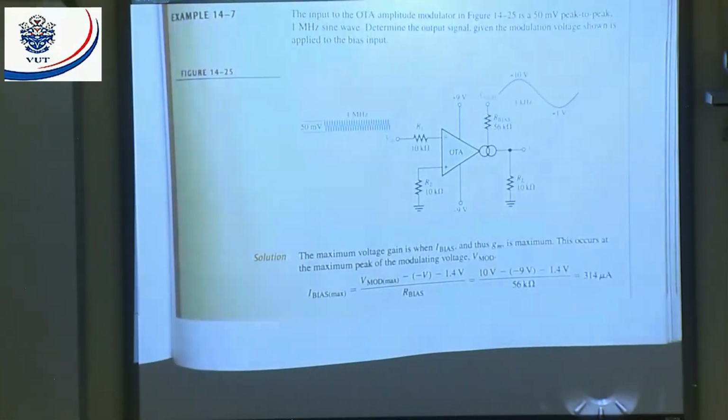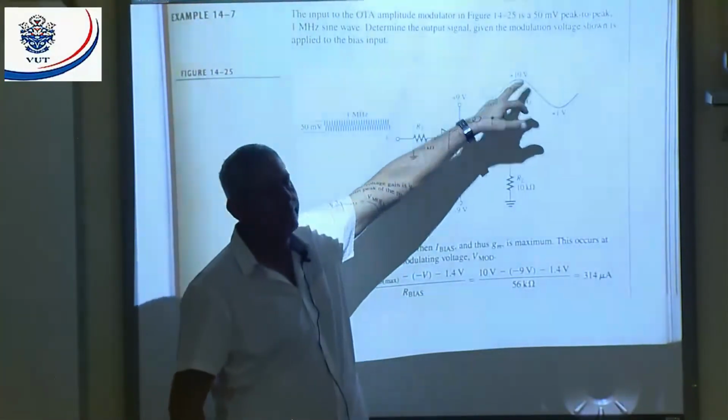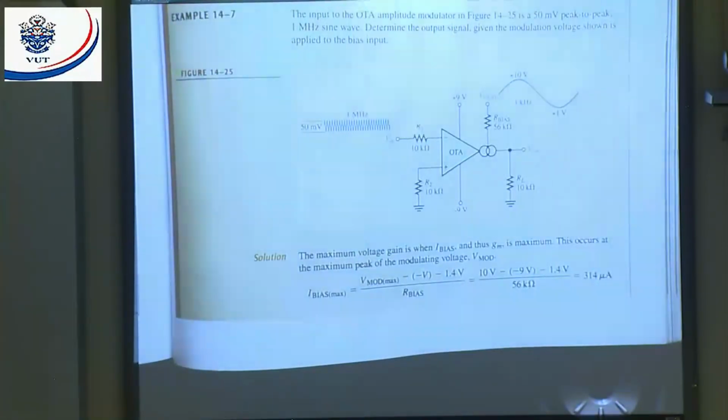First of all, they say the maximum voltage gain is when I bias and GM is maximum. This occurs at the peak of the modulating voltage. What's the peak of the modulating voltage? 10 volts, all right. That means the modulating voltage maximum, 10 minus 9 minus 1.4, divided by my bias resistance of 56 kilo ohms, will give me a bias current of 314 microamps, all right.